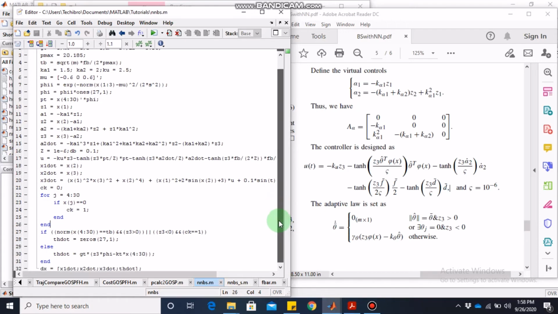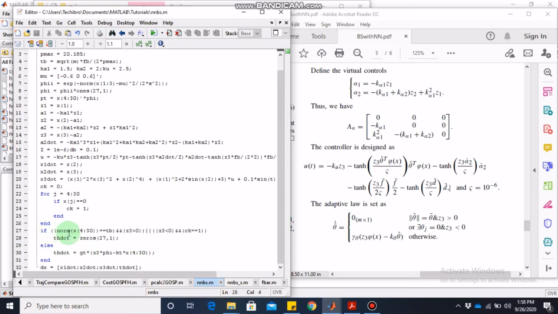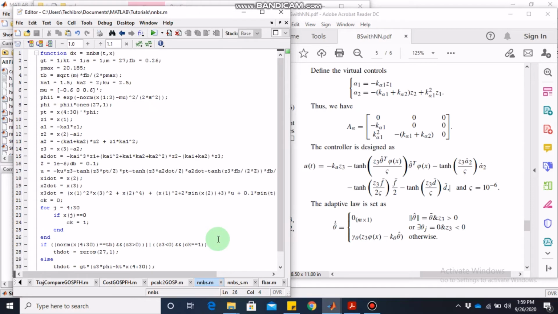So the dynamics of theta hat are defined as, if the norm of this theta is equal to theta bar, as it is written here, and z3 is greater than 0, or if z3 is less than 0 and check is equal to 1, which means there exists theta j equal to 0, then theta dot is all zeros. Otherwise theta dot is this gamma theta multiplied by z3 into phi minus this k theta times theta hat. Theta hat is all these states x4 to 30, and then dx is x1 dot, x2 dot, x3 dot, theta dot. Theta dot is a 27 cross 1 vector, and these are all three scalars, so overall dx is a 30 cross 1 vector. So this is the code for the dynamics of this example.